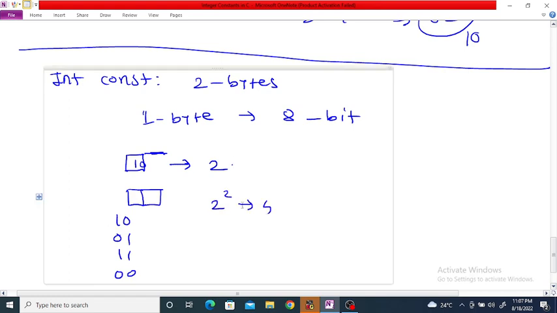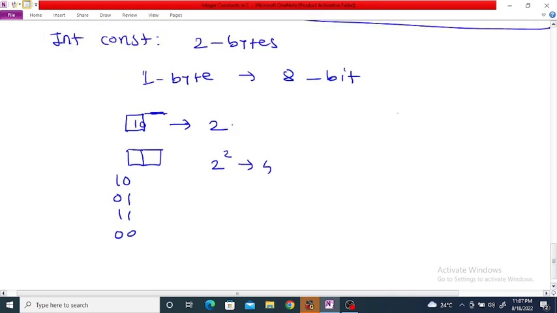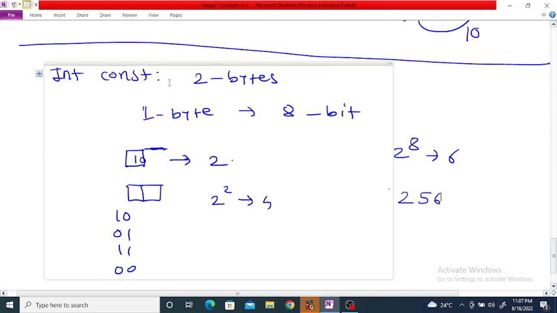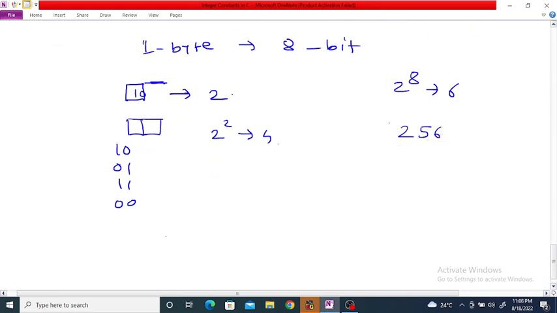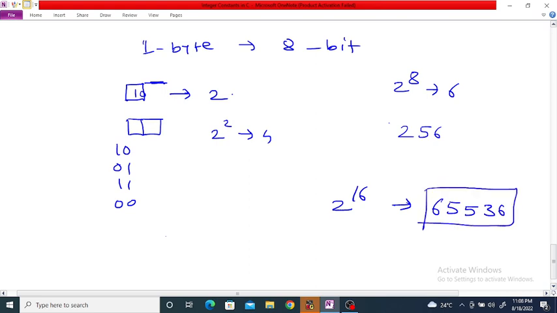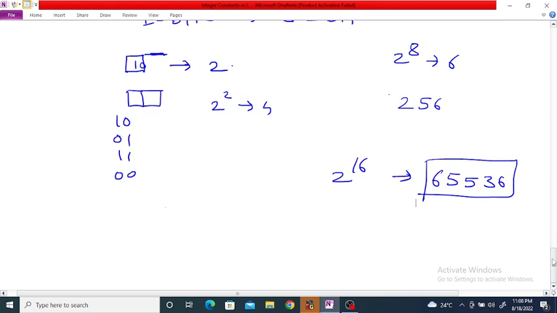Okay, so if it is 8 bits, we can store 2 raised to 8, which is equal to 256. Now this is only for 1 byte; since an integer contains 2 bytes, it is 2 raised to 16. 2 raised to 16 is equal to 65,536. So the largest count you can store is 65,536 if it is an integer.